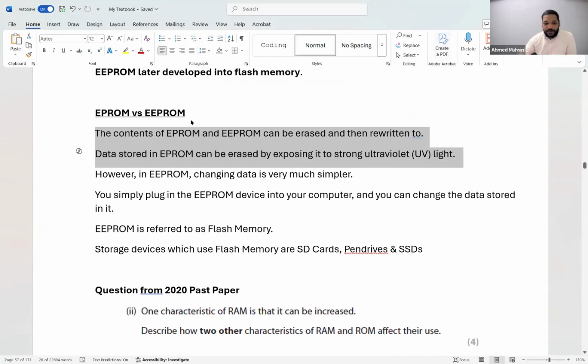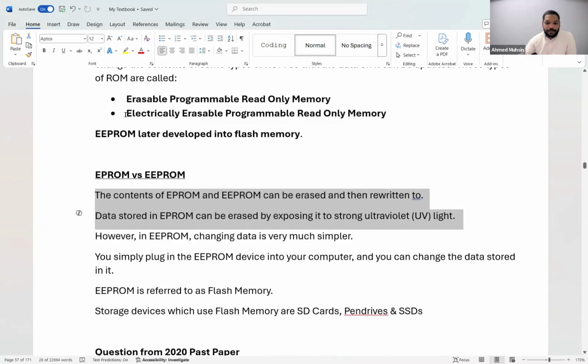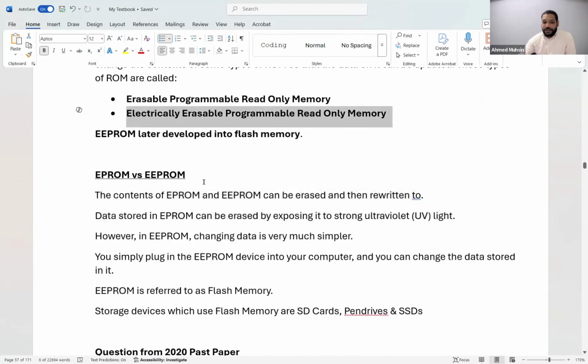So then we went on to introduce something called EEPROM. What does it stand for? Electrically erasable, programmable, read-only memory. Is it clear? EPROM was also not a success. So then what did we introduce? EEPROM. Now, what's the name here? Electrically erasable, programmable, read-only memory. In today's world, pen drives, memory cards, SSDs are all following what technology? Electrically erasable, programmable, read-only memory. You know what's the word for this?